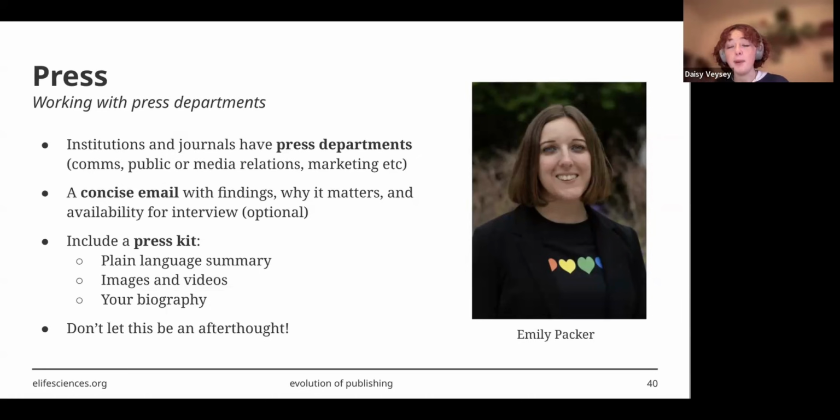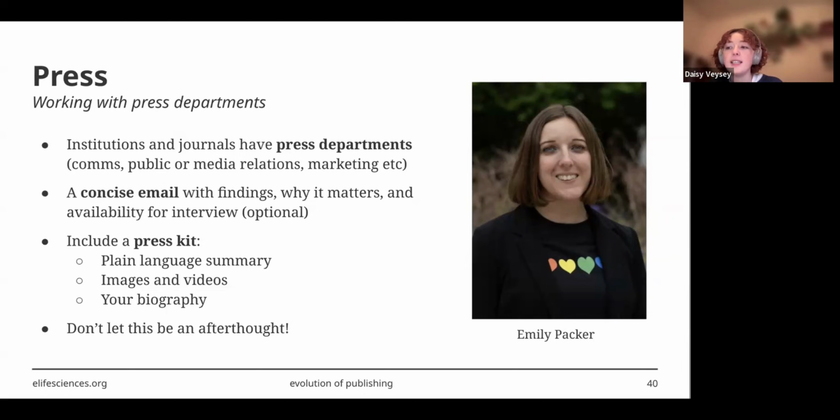Try and include a plain language summary. It should spell out the key messages and why it's newsworthy. Images, diagrams, clips that help attract attention or explain things better. Think about what's visually striking to the general public. You might want to include a short biography about yourself and your institution and other relevant contexts.